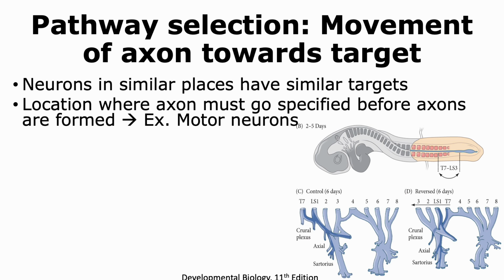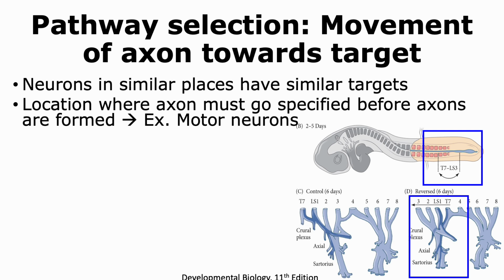This was demonstrated by an experiment where we have a developing embryo and certain parts of the embryo, especially in the posterior part where the motor neurons will come, those parts were actually switched. So we have this T7 to LS3, and what we can see is the portion of T7, LS1, 2, and 3 were switched. And that is what is shown in the figure below. So in this case, this is normally how the motor neurons would form, and they form from the T7 and LS1 region, and we can see the way they are crossing over.